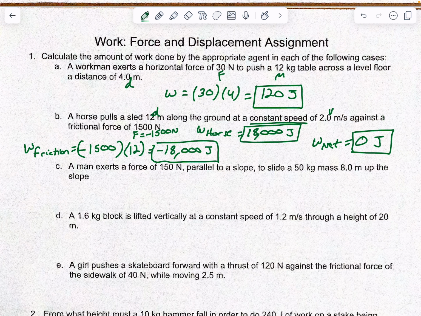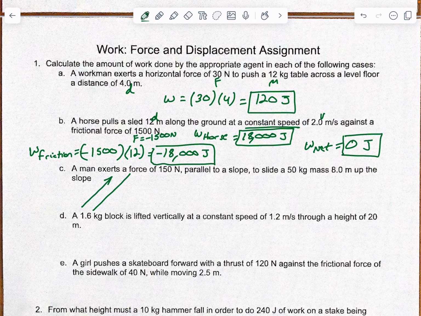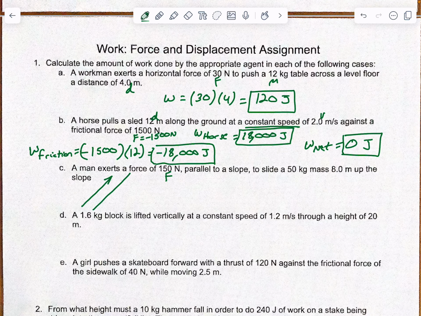C, a man exerts a force of 150 newtons parallel to a slope to slide a 50 kilogram mass 8.0 meters up the slope. So the man is exerting a force parallel to the slope. Force and distance have to be in the same direction. In this case, they both are. So no one is denying that he's applying this force over this distance. So that's how much work he's doing. That's how much force he's applying. So all we gotta do is calculate how much work he's doing.